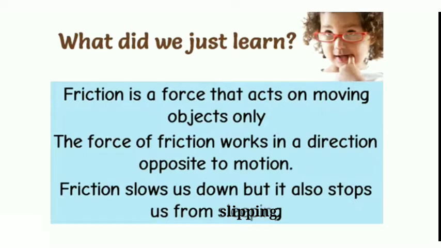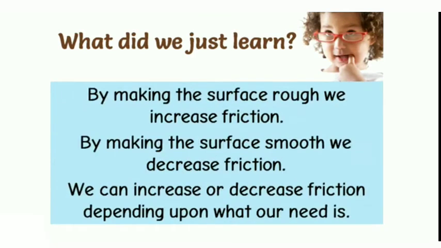So friction is a force that acts on moving objects only. The force of friction works in the direction opposite to the motion. Friction slows us down, but it also stops us from slipping. What did we just learn from here? By making a surface rough, we increase friction. By making a surface smooth, we decrease friction. So we increase or decrease friction depending upon what our need is.